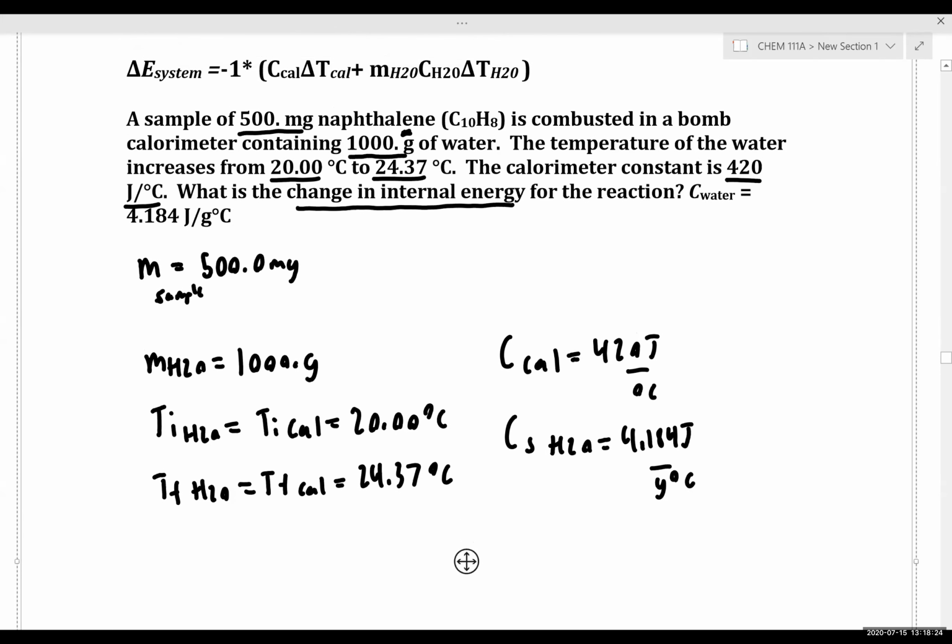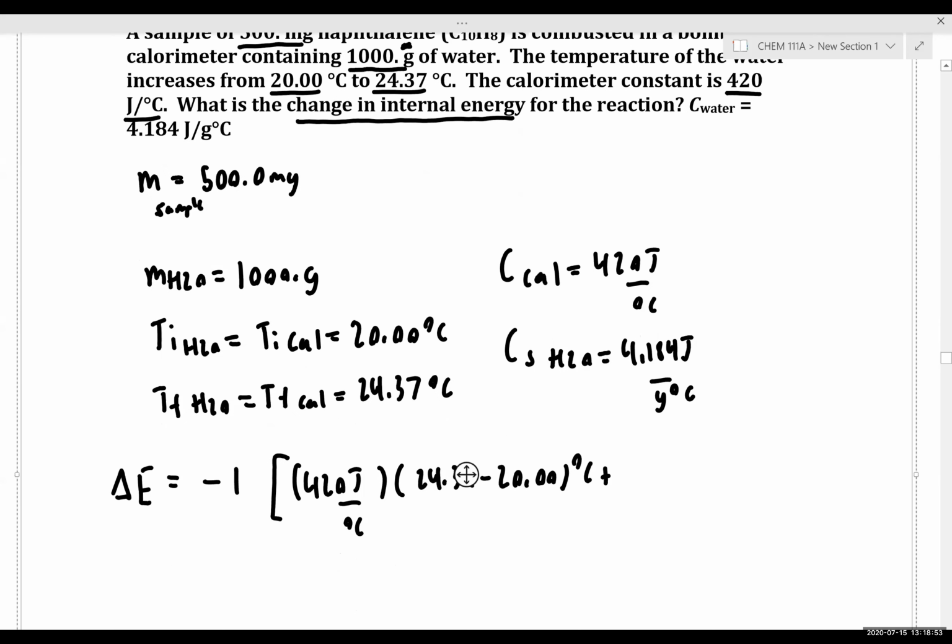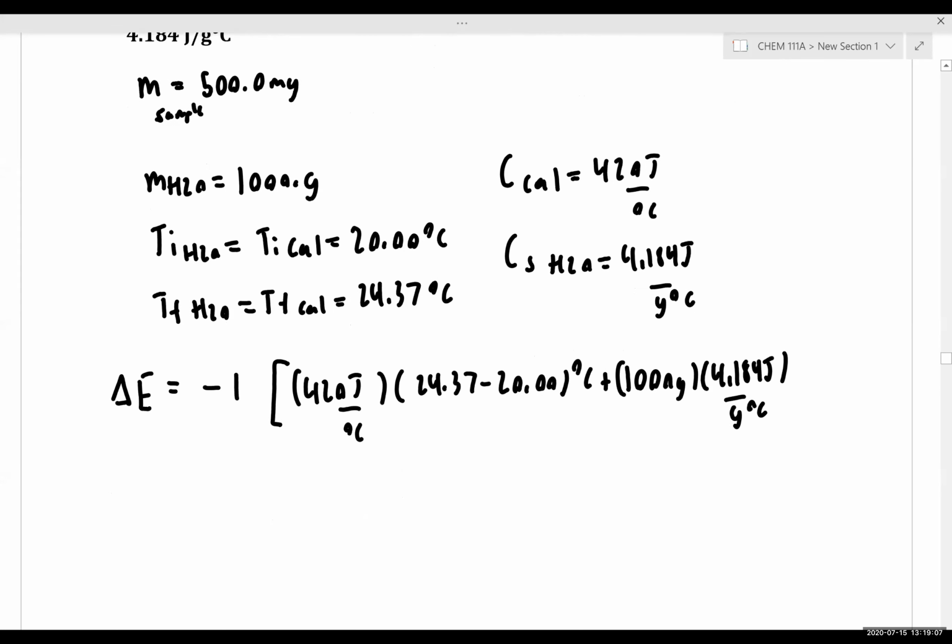So now that we've written out what we know, the change in internal energy for our system is -1 times the heat capacity of our calorimeter, which is 420 joule per degree Celsius, times the change in temperature, which is 24.37 minus 20.00 degrees Celsius, plus the mass of water, which is 1,000 grams, times the specific heat of water, which is 4.184 joule per gram degree Celsius, times the change in temperature, which is 24.37 minus 20.00 degrees Celsius.